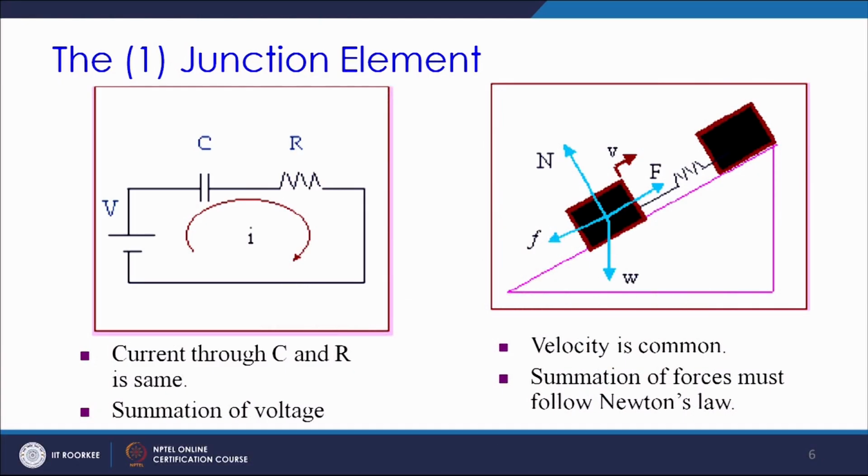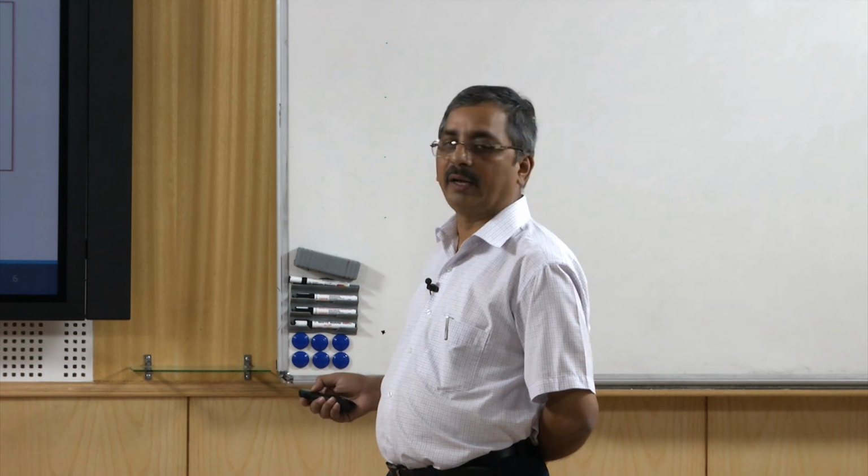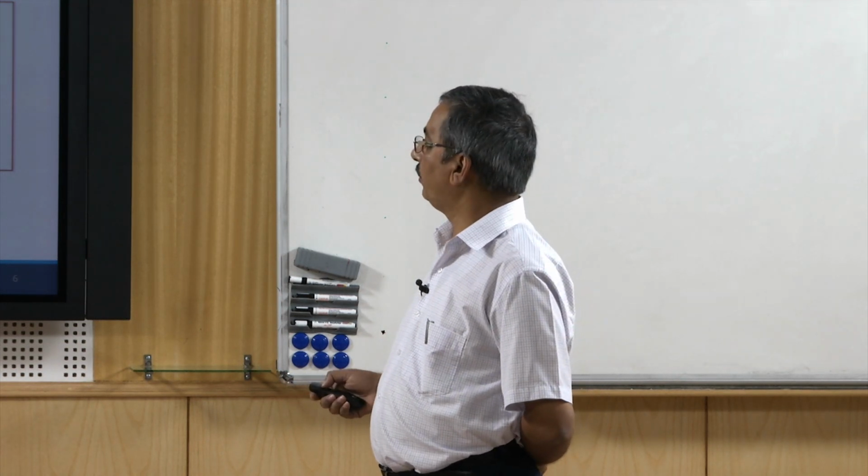So, this type of situation, a constant flow situation, can be modeled using one junction. Of course, when currents or flows are the same, we are going to have the summation of the voltages across all the elements.